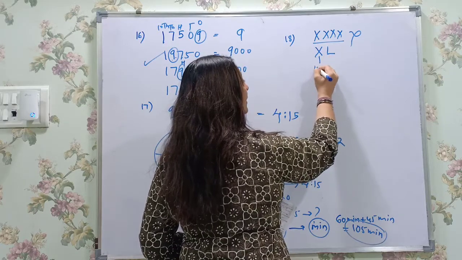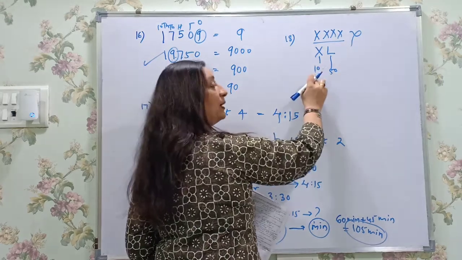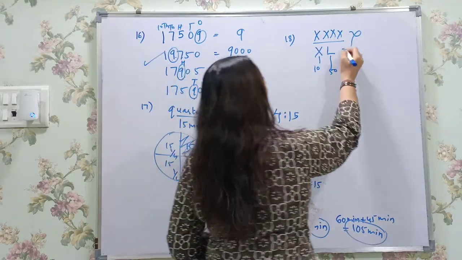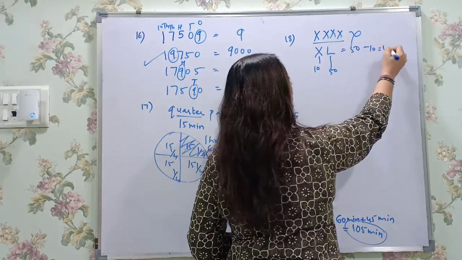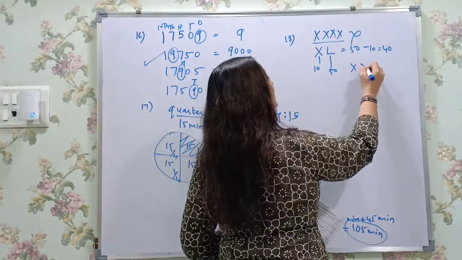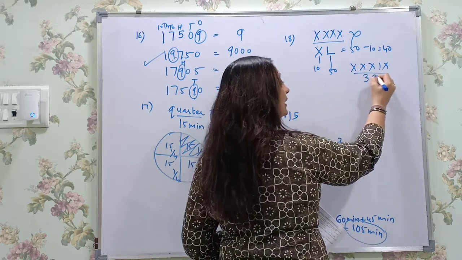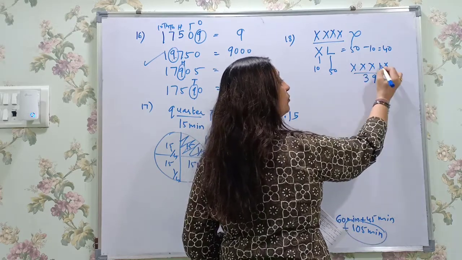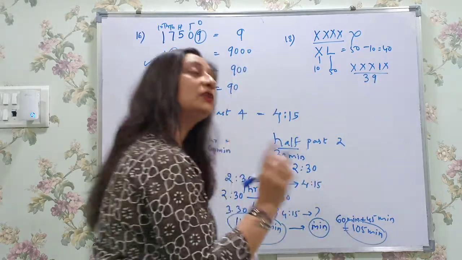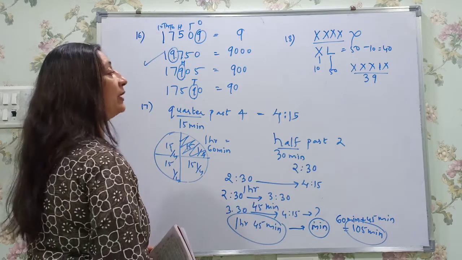So this is 10 and this is 50. So whenever a smaller number comes before a bigger number, we subtract. So 50 minus 10 becomes 40. So we cannot repeat the letters more than 3 times. We can write like this. This is okay. Why? Because this is 39. Now this is 3 times X and 1 I has come in between. So that is okay. But at a stretch you cannot repeat it more than 3 times.